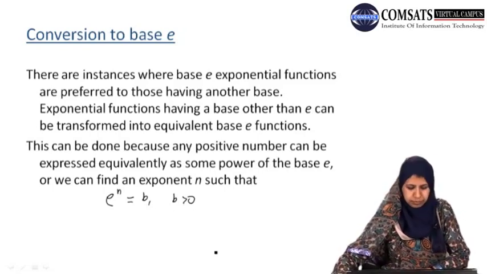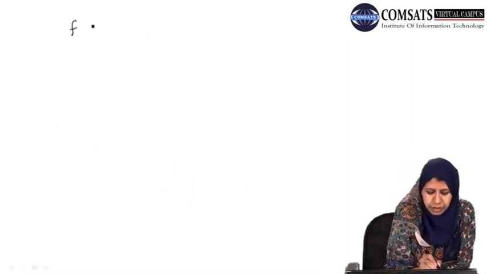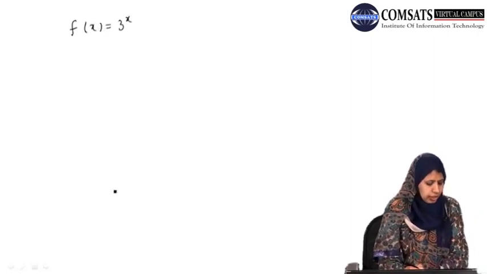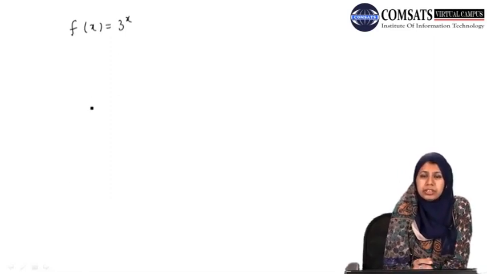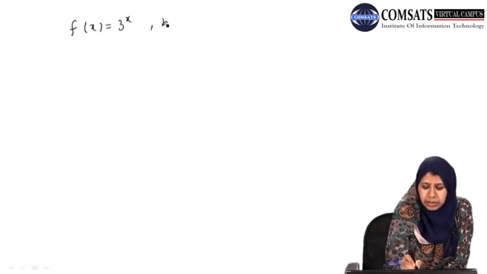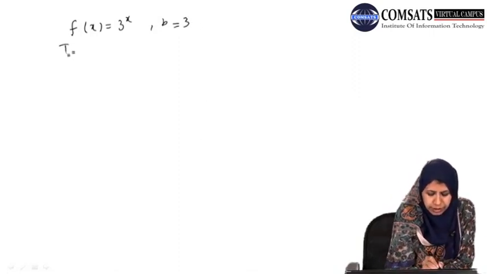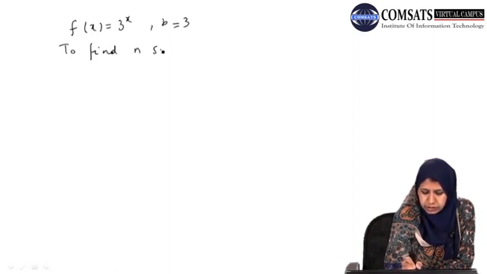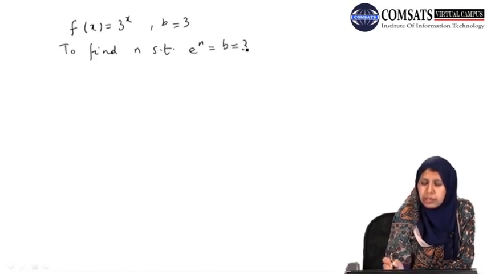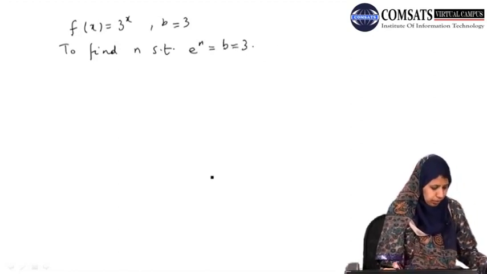For example, we are given a function f of x equals 3 to the power x, and we are interested in writing this function to the base e. Here b is equal to 3. That is, we have to find n such that e to the power n is equal to b, which is 3.